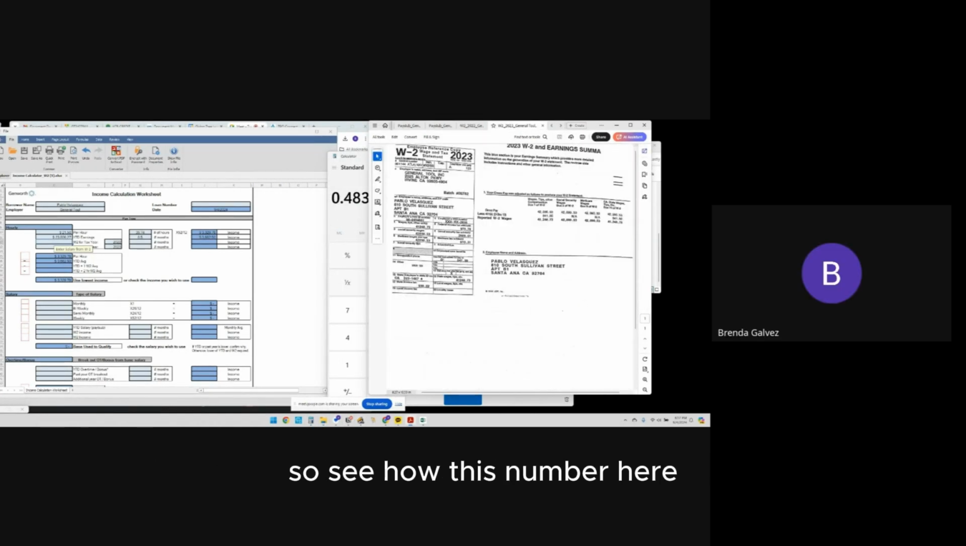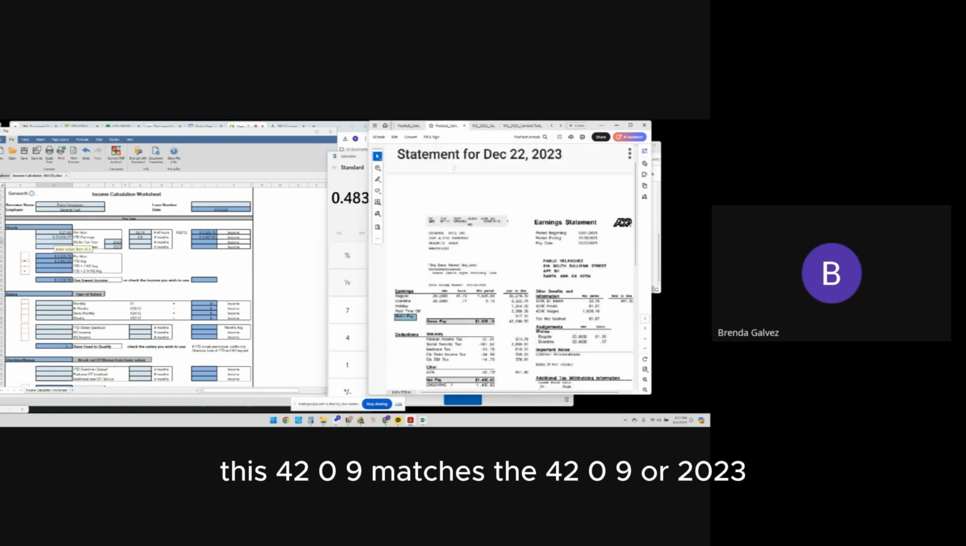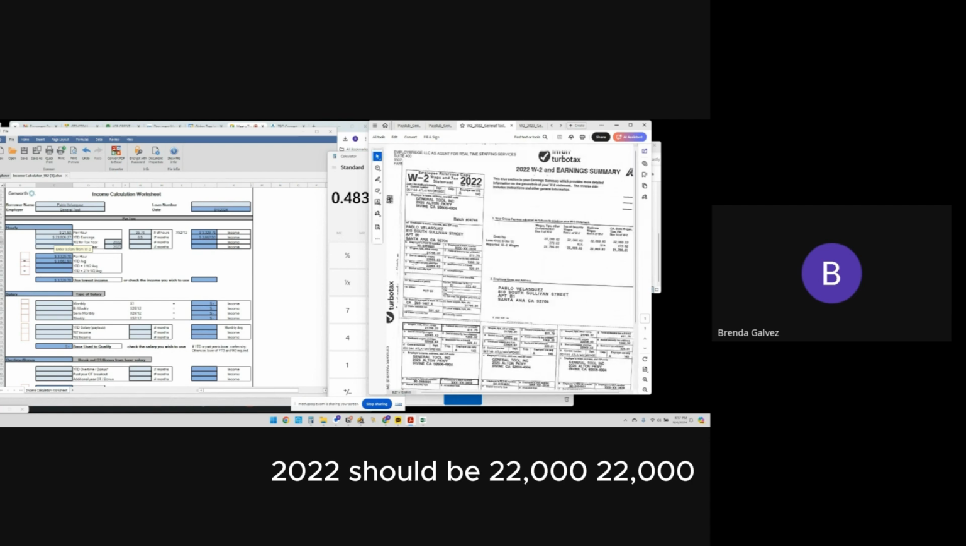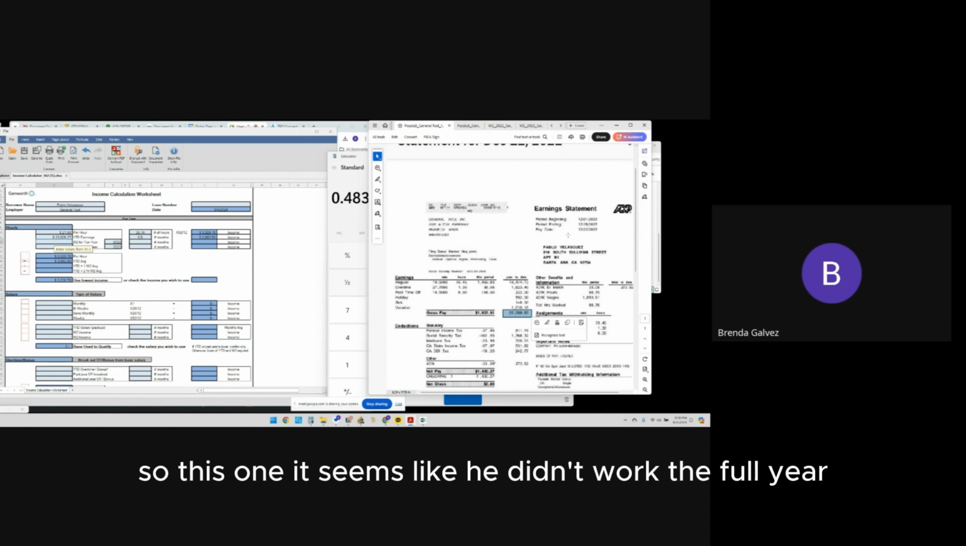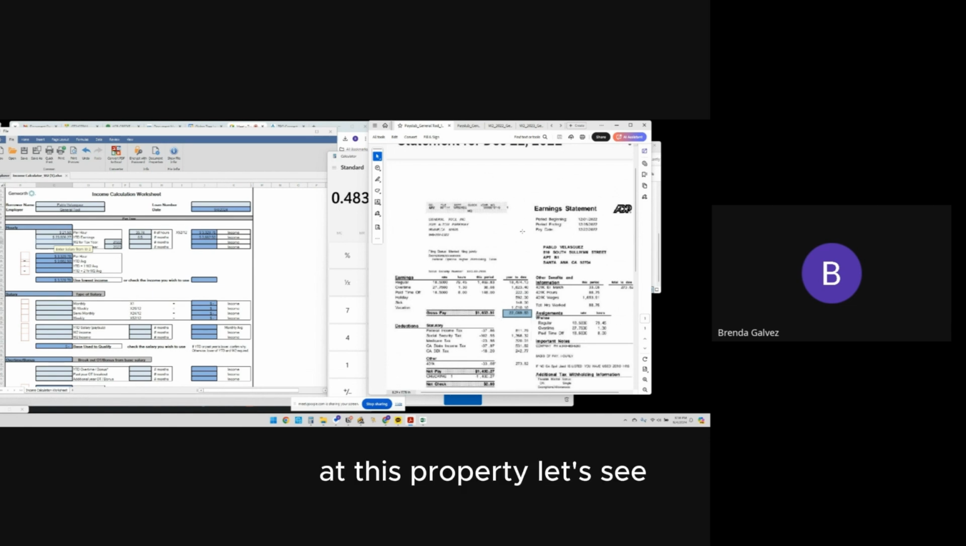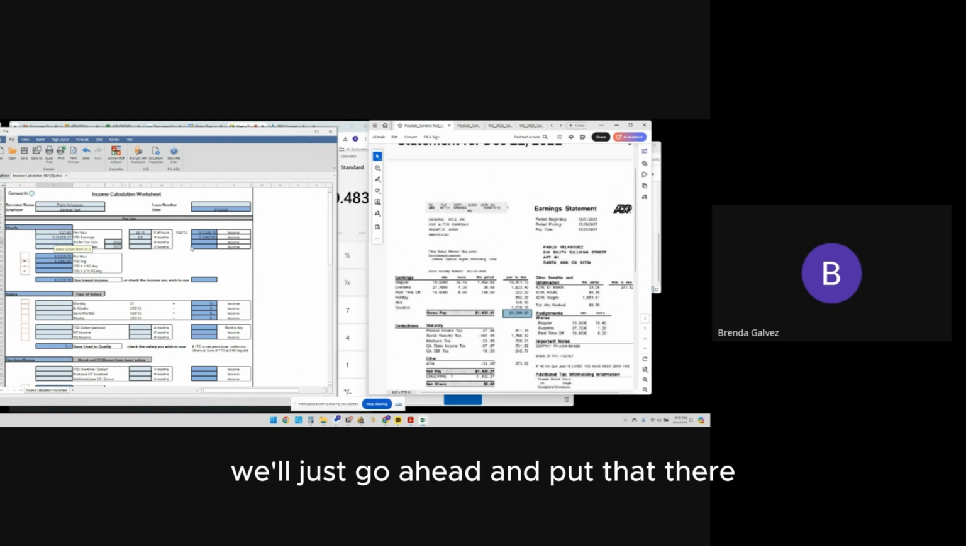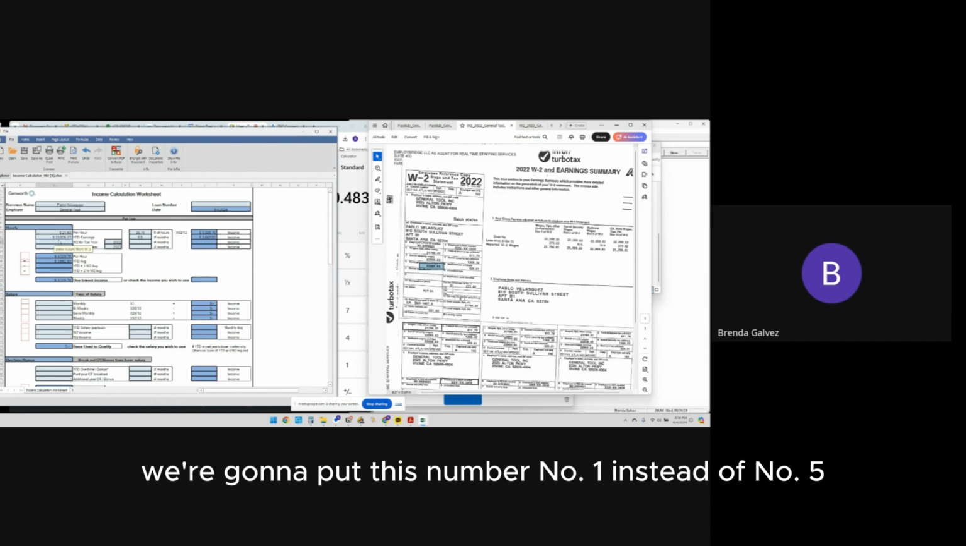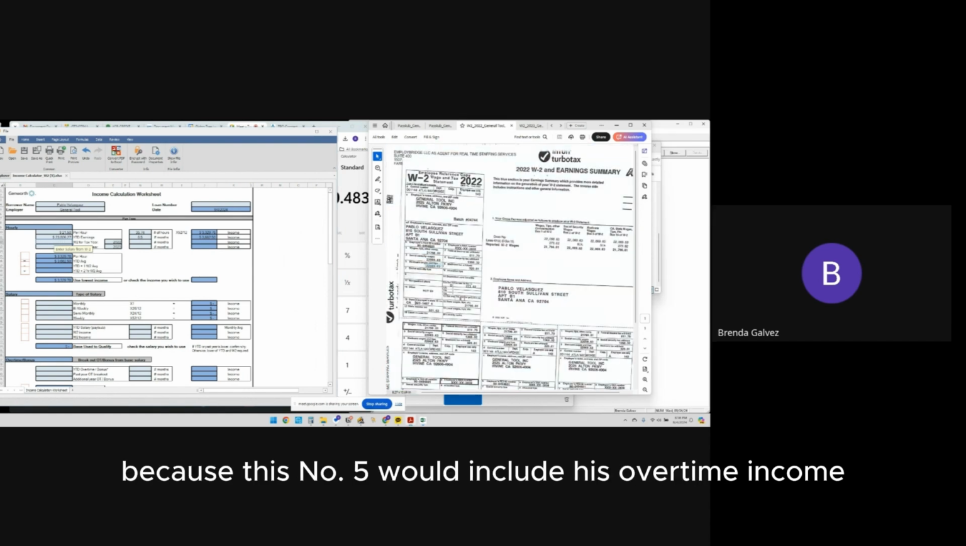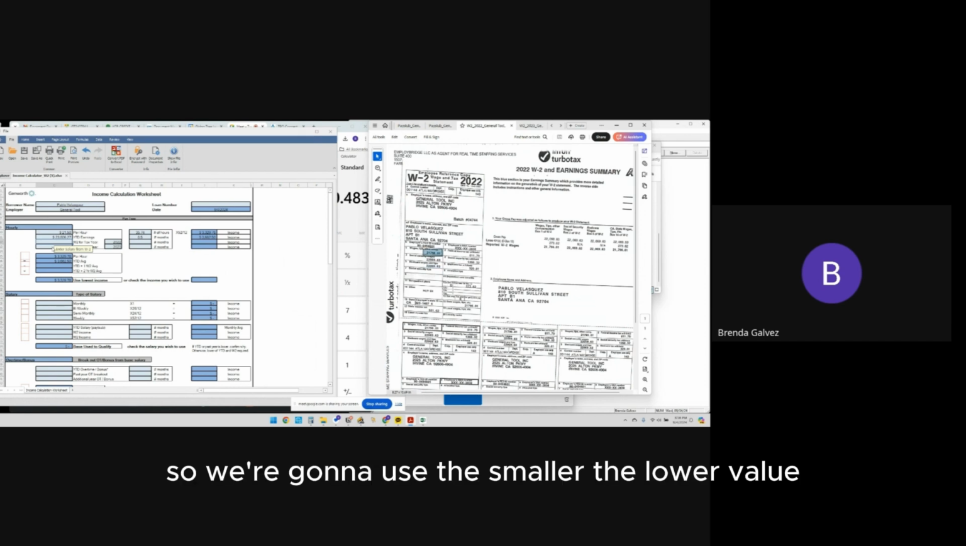See how this number here, this 4209, matches the 4209 for 2023. 2022 should be 22,000, 22,000. So this one, it seems like he didn't work the full year at this property. Let's see. We'll just go ahead and put that there. In this case, we're going to put this number 1 instead of number 5, because number 5 would include his overtime income. So we're going to use the lower value.